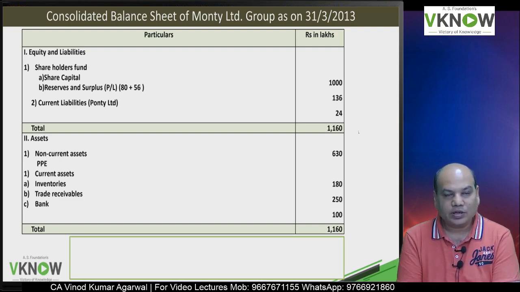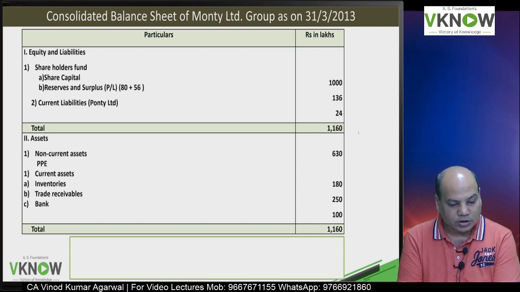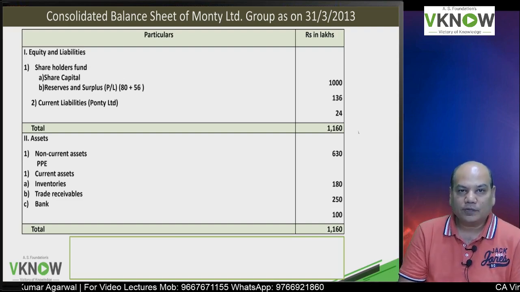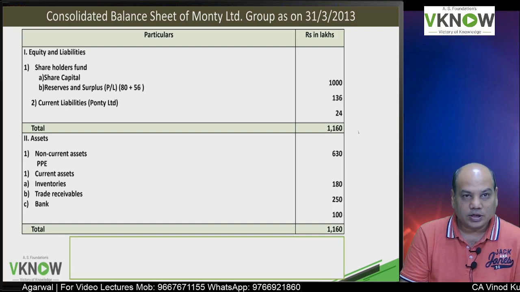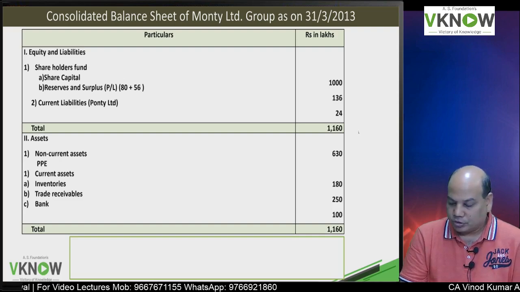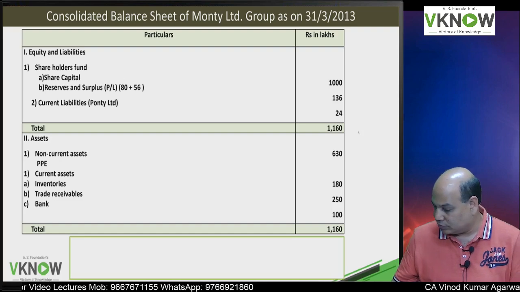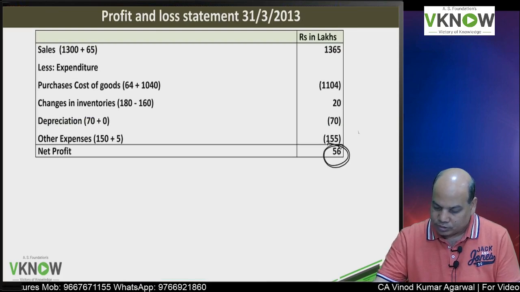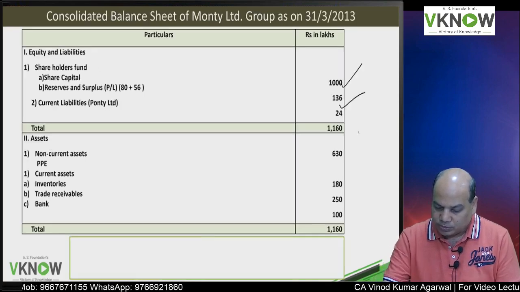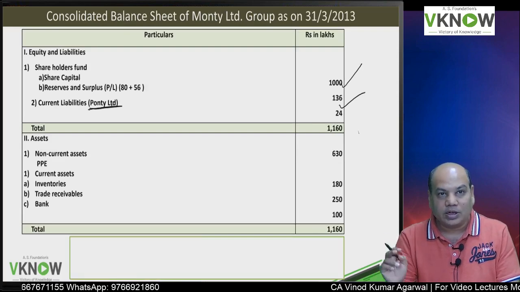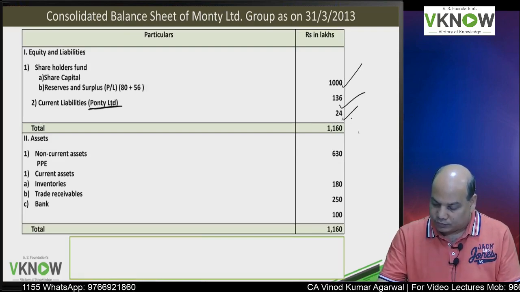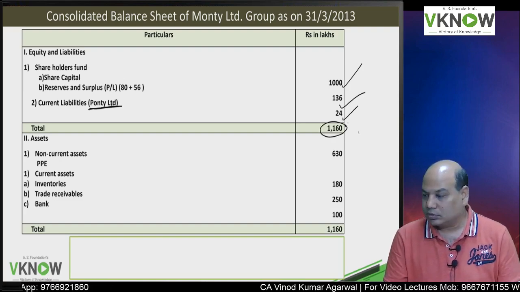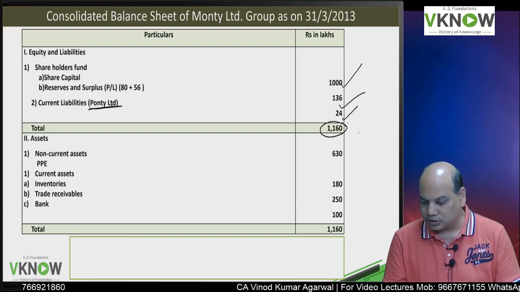Then write down B, reserve and surplus. In the P&L account you will see opening balance 80 in the trial balance, plus 56 profit for this year. So the total is 136. Then we have the amount payable to Ponti Limited. That will come in current liability, Ponti Limited 24. Take the total, 1160. Liability side total, please check, 1160.